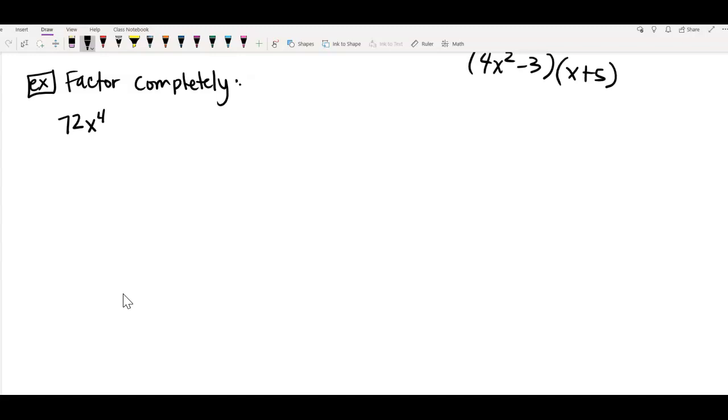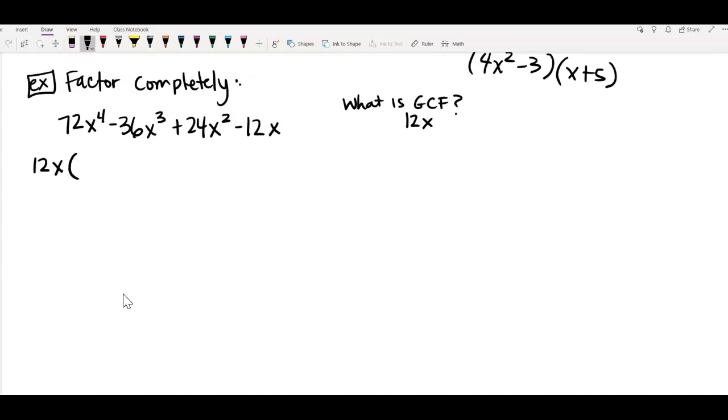So if I have 72x to the 4th minus 36x to the 3rd plus 24x squared minus 12x. Right, so if I'm looking at this, I first want to see, is there a GCF that will come out of everything? All right, and that GCF is going to be a 12x. Right, 12 will divide into all these numbers, and each of them have an x that can come out. So 12x comes out, and then let's see what we have remaining here.